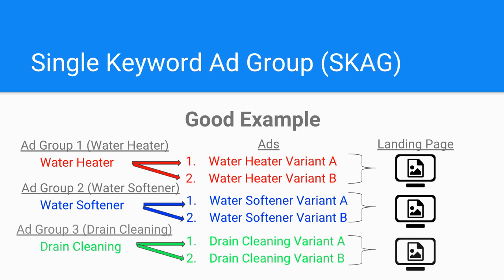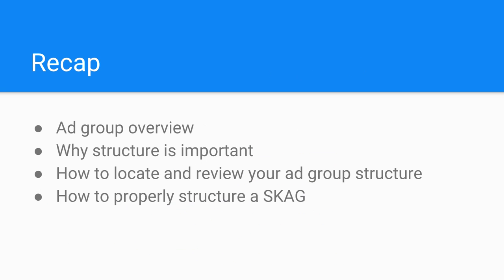And then we do the same thing with drain cleaning. You just continue building your ad groups this way with 1 keyword, 2 ads, and a single landing page for each keyword you'd like to advertise for. So think through your products or services. List out the keywords you'd want to advertise for and create separate ad groups for each keyword so that you can stay organized, improve your click-through rate, improve your quality score, and lower your cost per click.